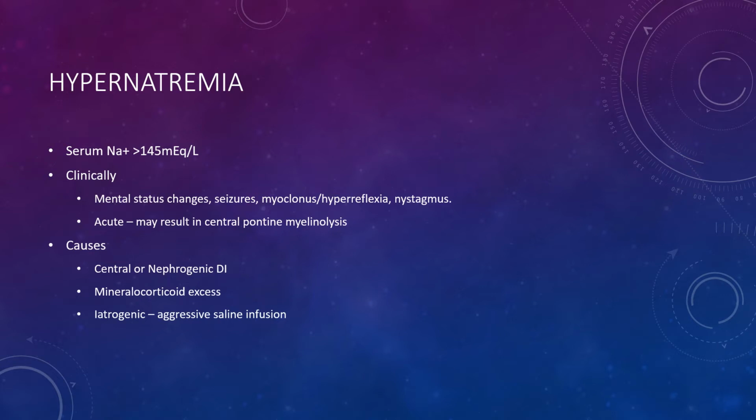Intravascular hypernatremia can also cause water to move from the brain cells, resulting in decreased brain volume, which then carries the risk of disruption of bridging veins and can actually lead to subdural hematomas. So the causes of hypernatremia can be central or nephrogenic diabetes insipidus, neurotic corticoid excess, or it can be iatrogenic with aggressive saline infusion.